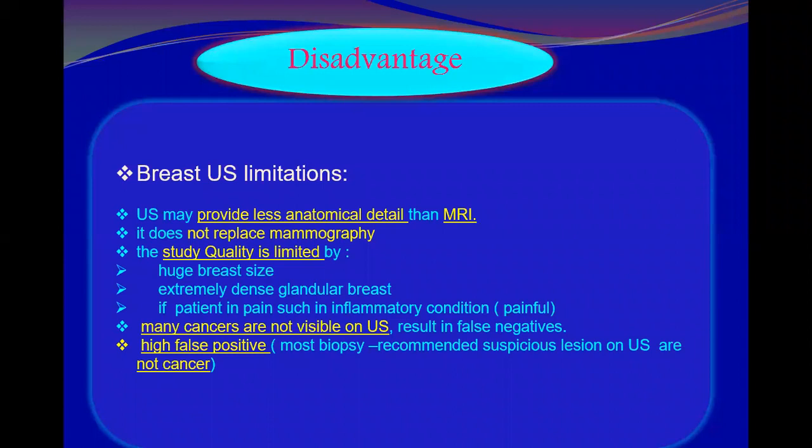There are limitations for ultrasound: it provides less anatomic detail than breast MRI, and does not replace mammography. The study quality is limited by huge breasts and extremely dense glandular breasts. If the patient is in pain, or has inflammatory conditions, many cancers might not be visible on ultrasound, resulting in false negative results, and high false positive ultrasound results lead to a lot of biopsies that turn out to be non-cancerous lesions.